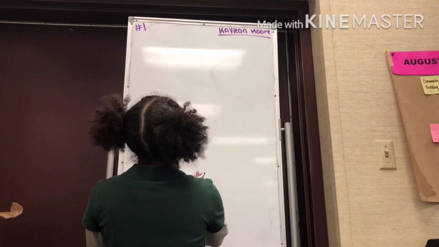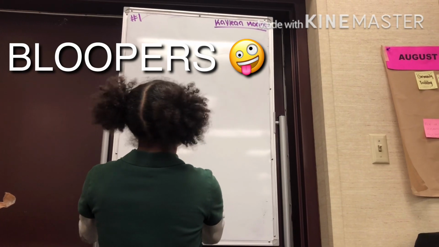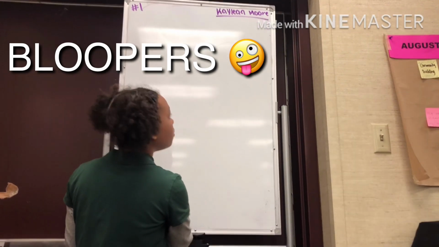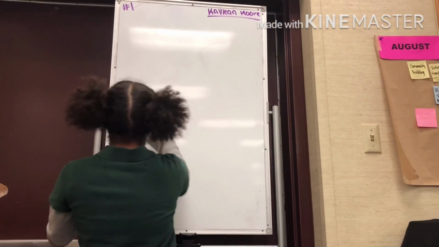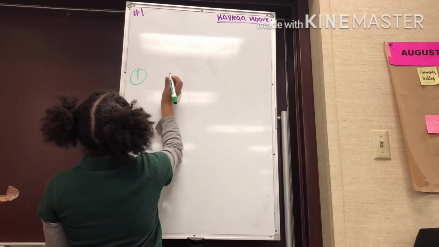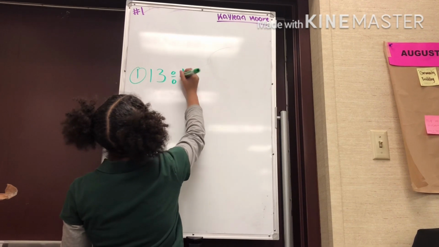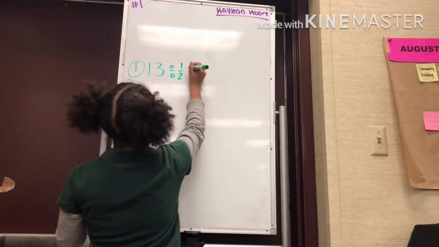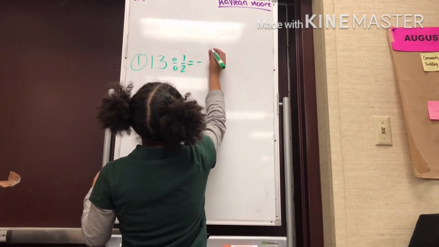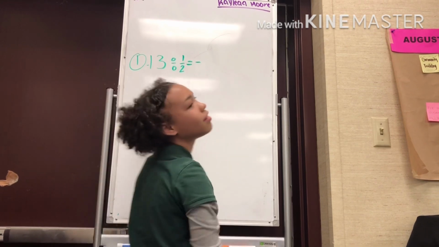For the first problem, we're going to have to find 5 integers whose product is less than 0 and whose sum is negative 26. The first way we could do this is negative 13 divided by 1/2 or 5 tenths. And this would equal negative, oh, I messed up.